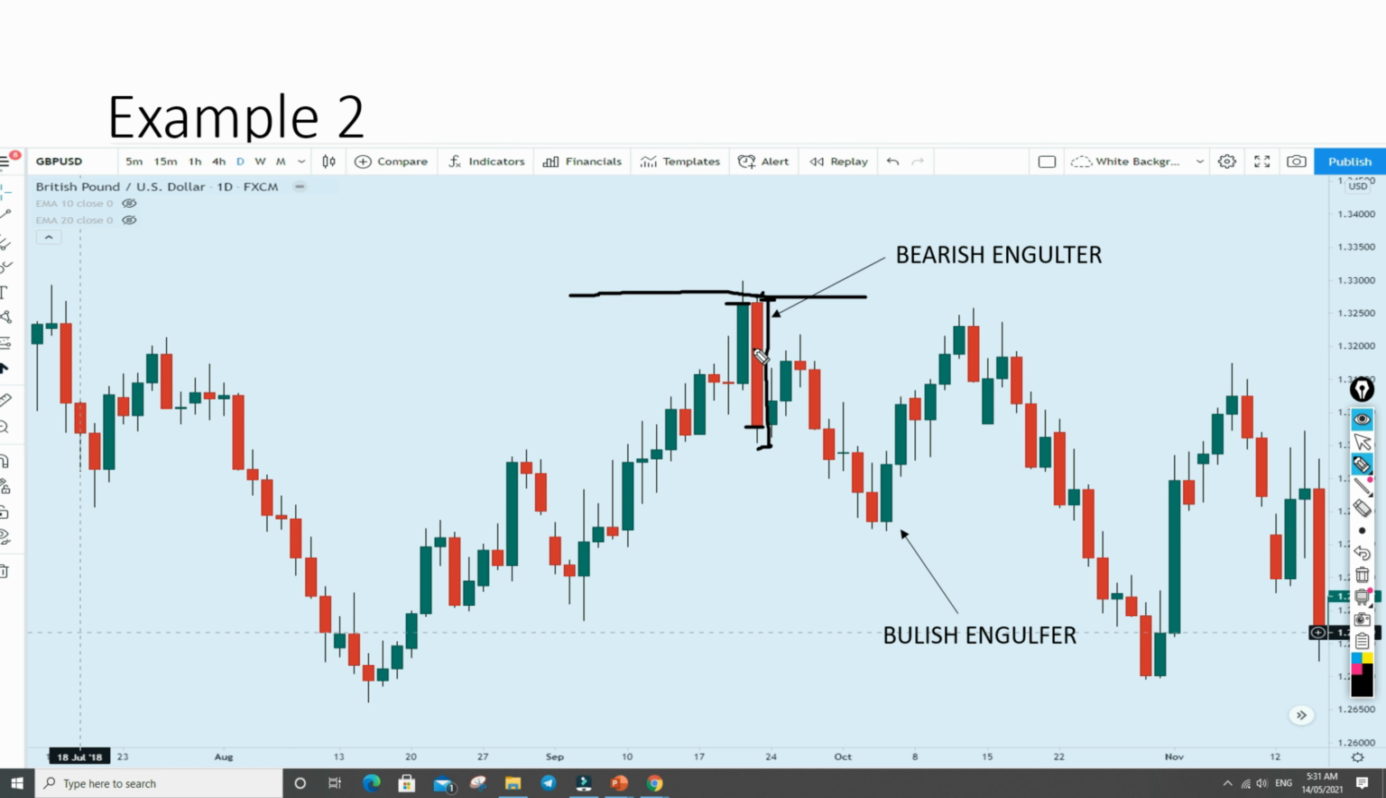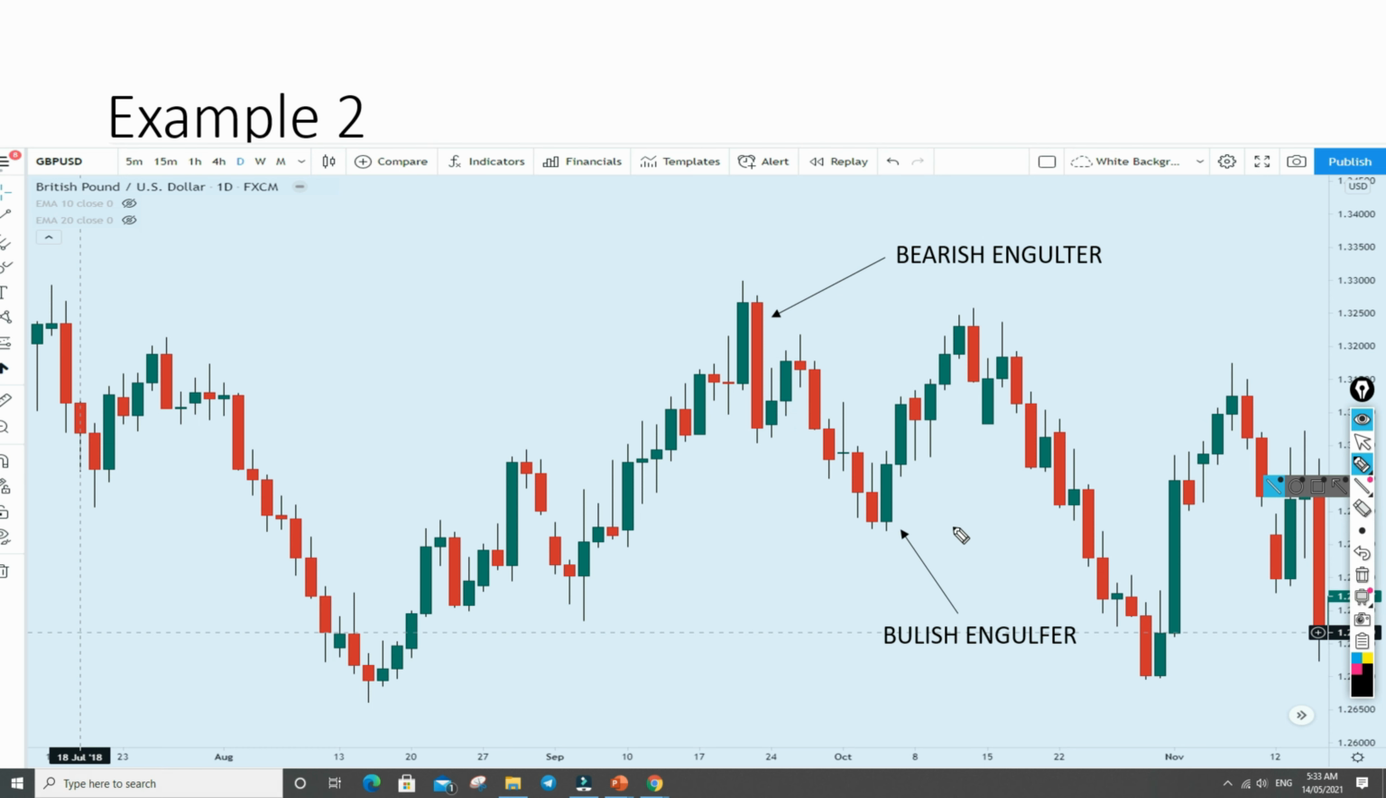The price came here and completely engulfed the previous candle, which is a sign that the seller is in full control of the market. Okay, so that's a bearish engulfer as we have learned so far.